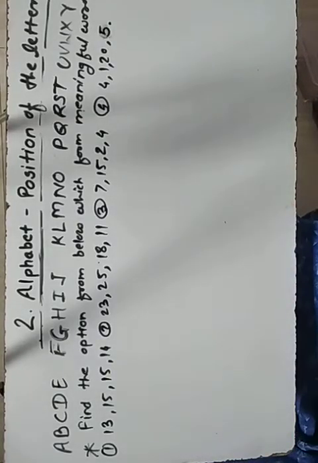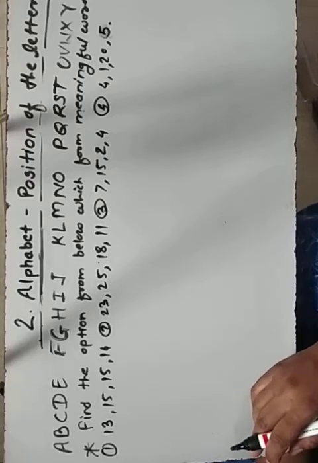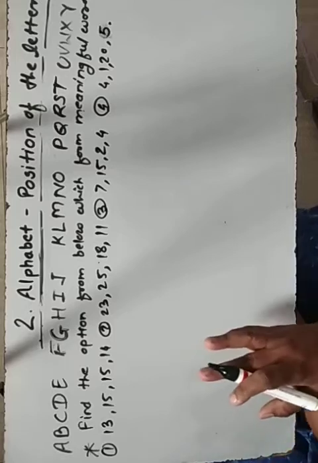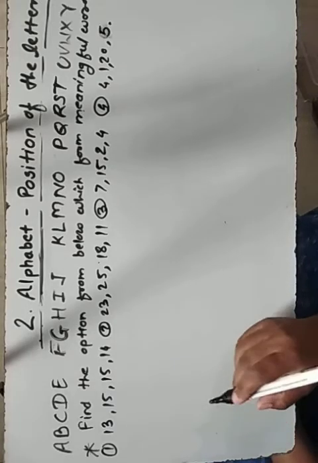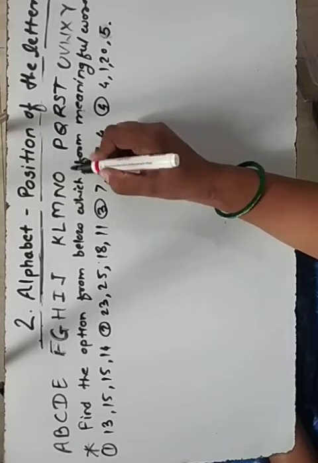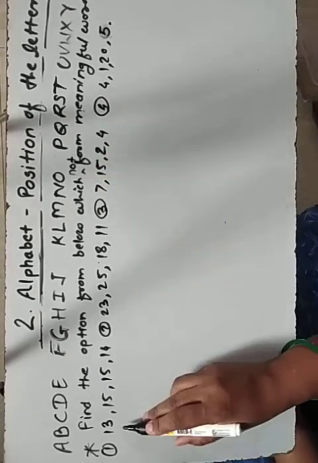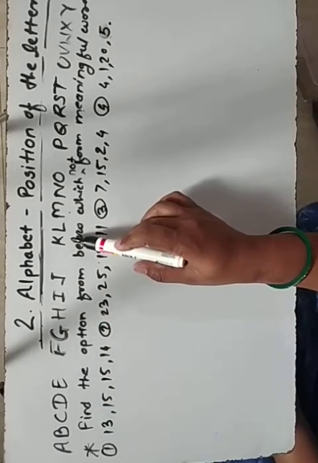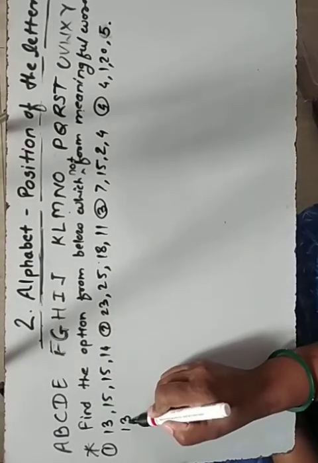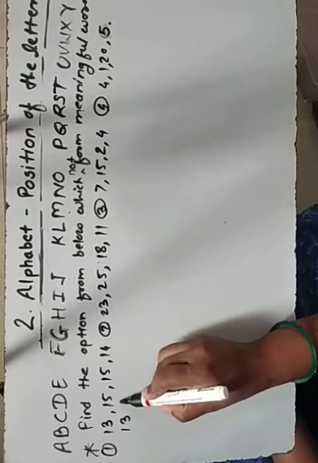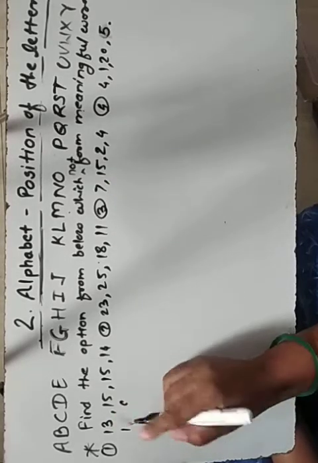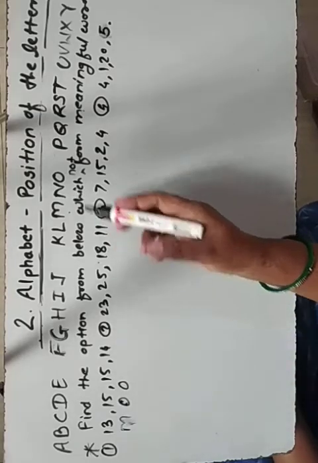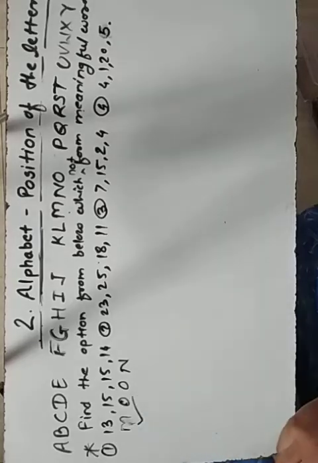So first of all, we will make the meaningful words. Which of the following below does not form a meaningful word? Here we have to take not. Okay. So 13, as I told you, 5, 10, 11, 12, 13. 13 is M, 15 is O, 15 is O, and 14 is N. So moon. Moon is a meaningful word.